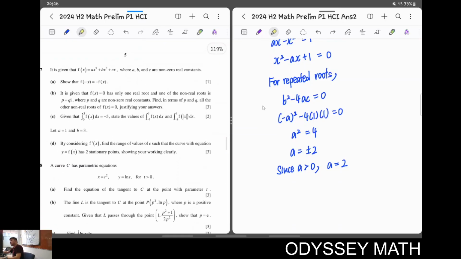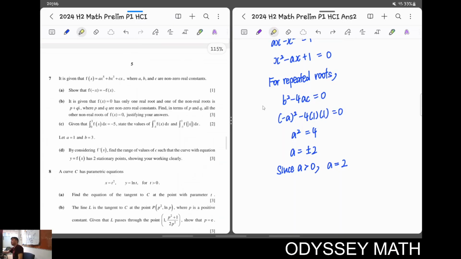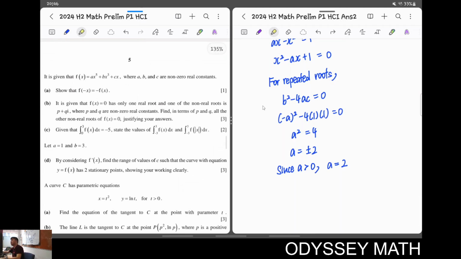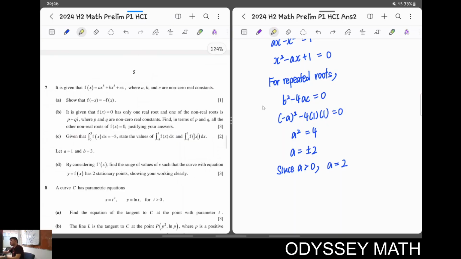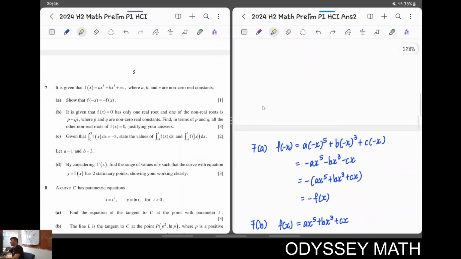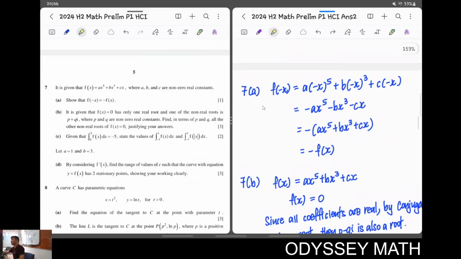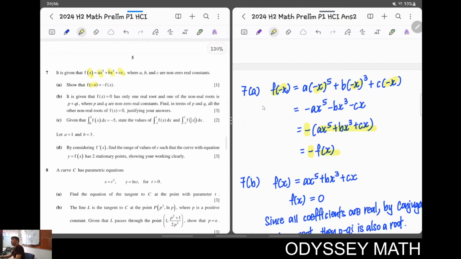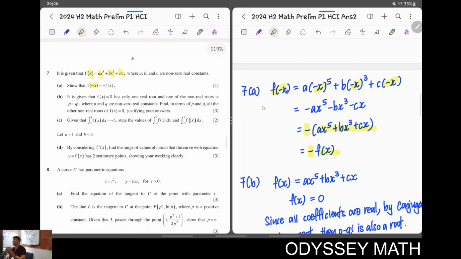Question number 7. It is given that f(x) equals to ax to the power of 5 plus bx cubed plus cx, where a, b, and c are non-zero real constants. 7a, show that f(-x) equals to -f(x). So we replace all the x here with minus x. And then through algebra, you will notice that f(-x) equals to -f(x). Okay? Part B. This one I'll go through slower.